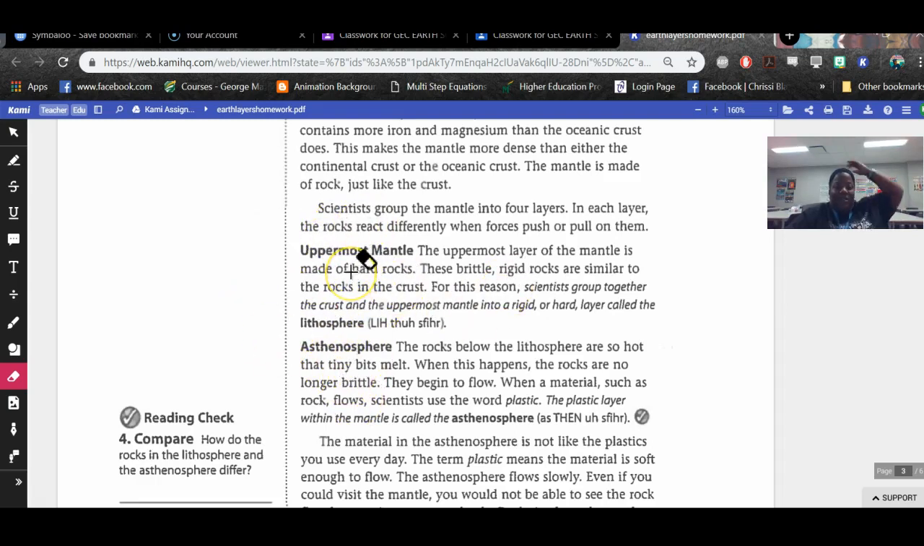For the uppermost mantle, the uppermost layer of the mantle is made of hard rock. These brittle, rigid rocks are similar to the rocks in the crust. For this reason, scientists group together the crust and the uppermost mantle into a rigid or hard layer called the lithosphere. So the lithosphere is in the upper mantle part.